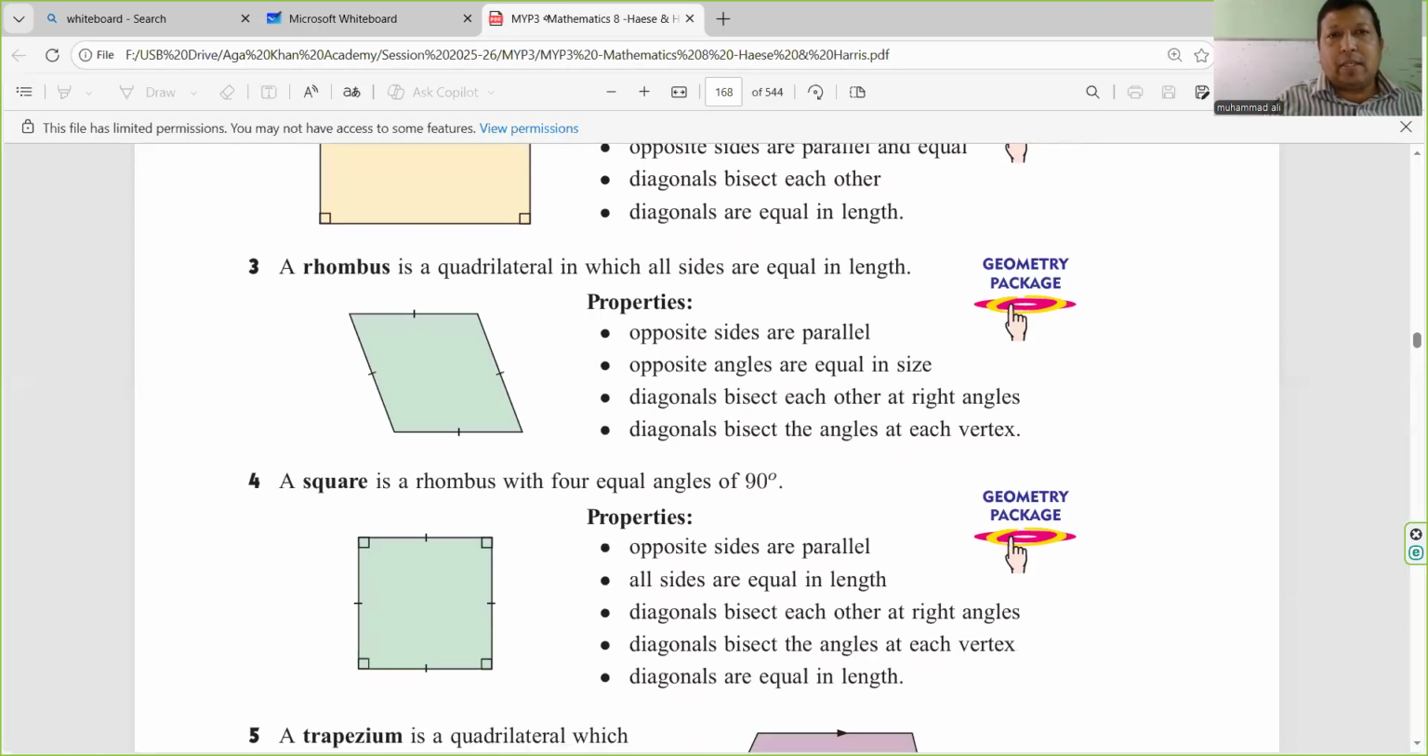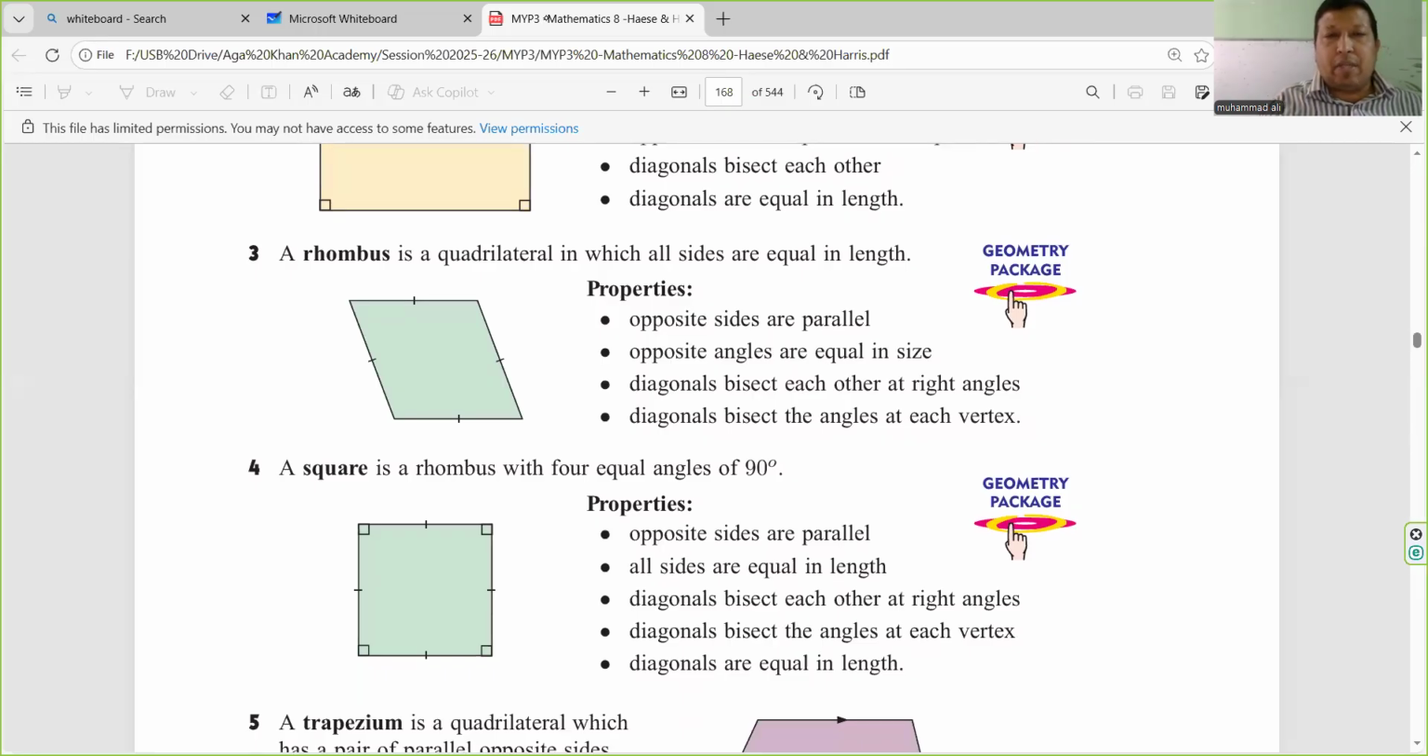Now, a rhombus is a quadrilateral in which all sides are equal in length. So the properties: opposite sides are parallel. Opposite angles are equal in size. Diagonals bisect each other at right angles. This is very important. Diagonals bisect the angles at each vertex.